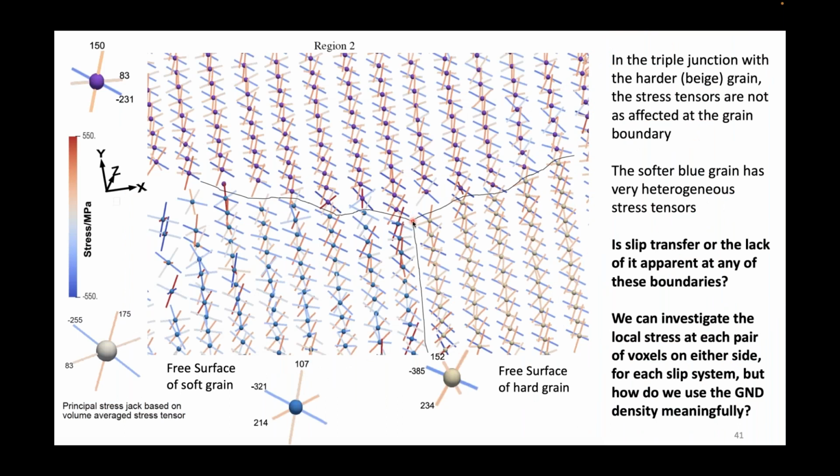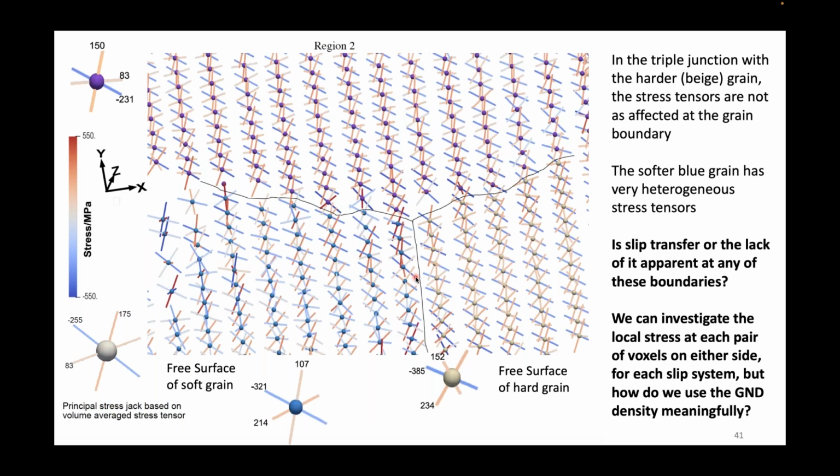In this triple junction, here's this hard beige grain, and we see that the stress tensors are pretty uniform. In this purple grain that's below the surface in this particular slice, the stress tensors vary a little bit, and they get a little bit more complicated or different near the grain boundary. And in this blue grain, the stress tensors are much more varied from place to place, and especially near the triple junction here, the stress values, the magnitudes, get quite a bit higher.